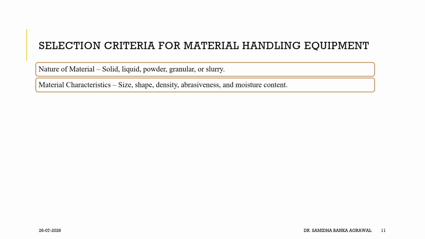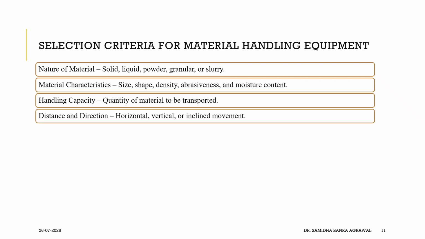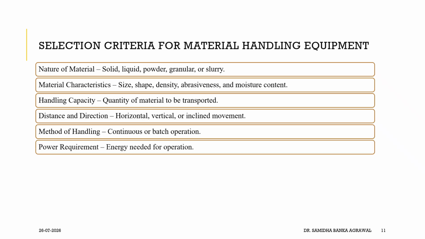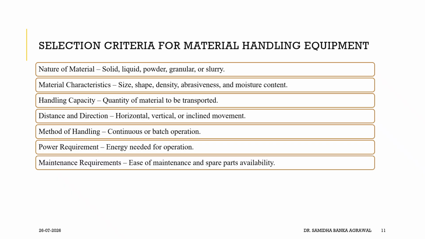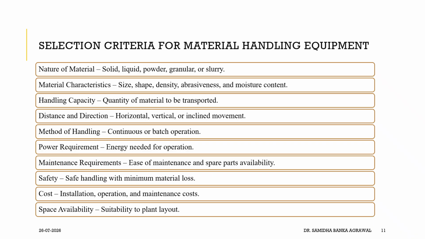What is the size of the material, shape of the material, density, whether it is abrasive or not, and what is the moisture content? Then handling capacity, the quantity of material to be transported, distance and direction, whether you want to travel horizontally or vertically or inclined, and to what distance. Then method of handling, whether you want a continuous process or a batch process. Then power requirement, that is energy needed for the operation. Last one is maintenance requirements, and again safety and cost follow. Also, sometimes you need to look into the availability of space.